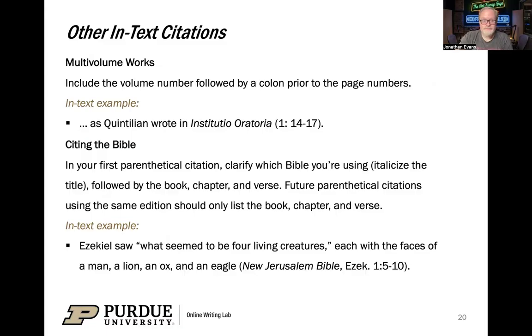All right. Multi-volume work. Not going to worry about this, but I do like citing this one because it's a fun one. Talking about citing the Bible. And by the way, this has nothing to do with secular or religious, but I want to point this out because this is an issue of translation. So, for example, it says here in our in-text example, Ezekiel saw, quote, what seemed to be four living creatures, close quote, each with the faces of a man, a lion, an ox, and an eagle. In parentheses, it says New Jerusalem Bible, comma, Ezek., which is abbreviated for Ezekiel, period, 1:5-10. Now, that's our chapter and verse.